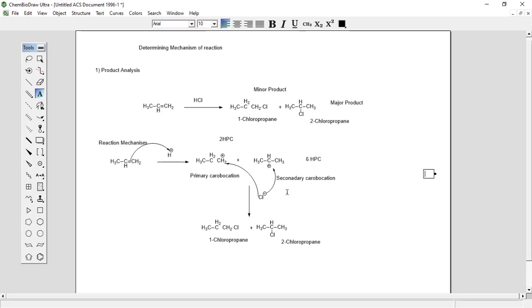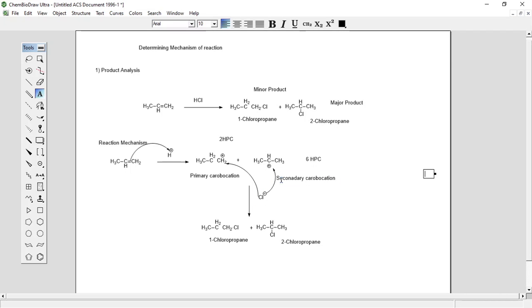Now in the second step, Cl minus attacks the carbocation. Cl minus has a negative charge, so it is an electron rich species and the carbocation is an electron deficient species, so Cl minus will form a bond with this carbon. You know that the secondary carbocation is present in the major amount, so Cl minus will attack the secondary carbocation, since it is more stable and the maximum number of carbocations are present in the secondary form.